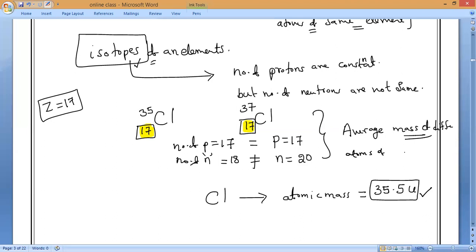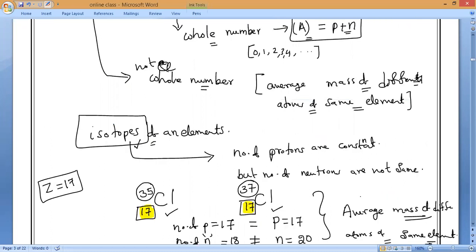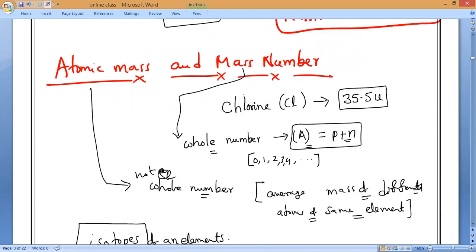Different atoms of the same element. Here this is a chlorine element, and this is also a chlorine element. But what is the mass number here? 35. And here? 37. So the average mass of different atoms of the same element is the atomic mass. But the mass number is a whole number, just the addition of protons and neutrons. I hope everybody understood. Clear?